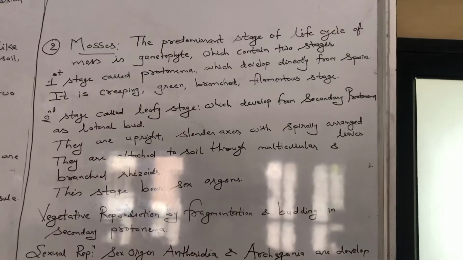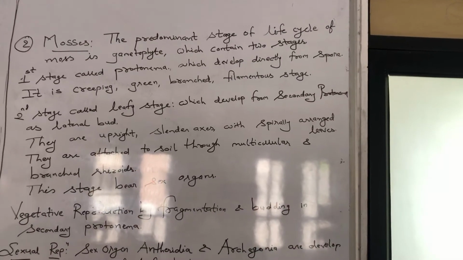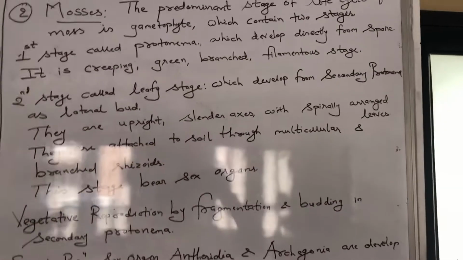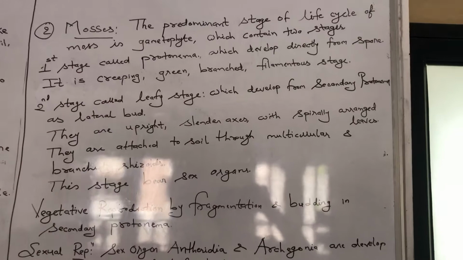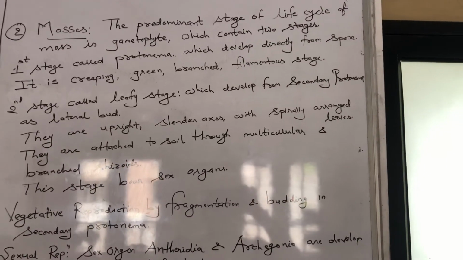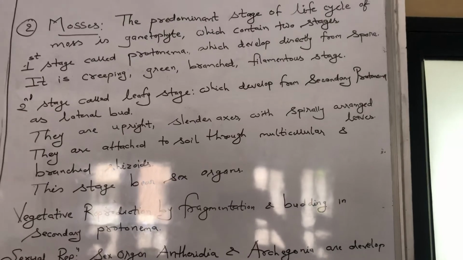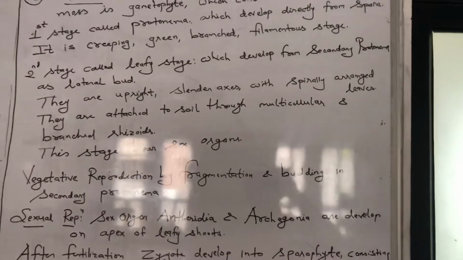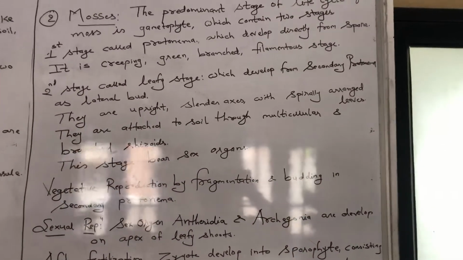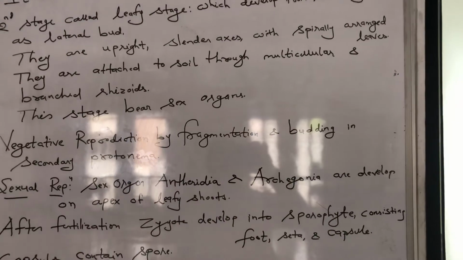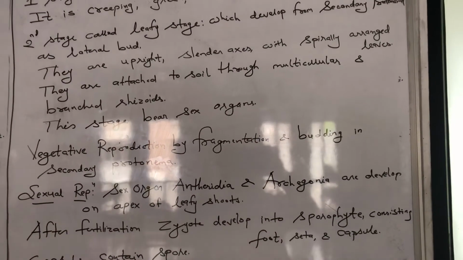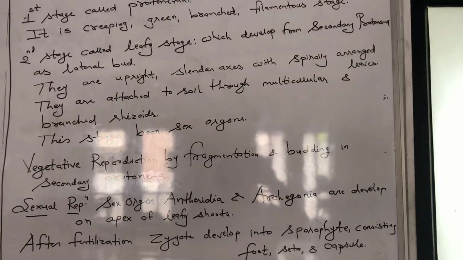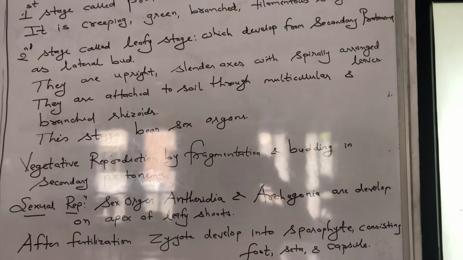The second stage is called the leafy stage, which develops from the secondary protonema as a lateral bud, right? They are an upright slender axis with spirally arranged leaves. How do they possess the body structure? The body structure is an upright, slender axis with spirally arranged leaves. They are attached to the soil through multicellular and branched rhizoids. As we saw earlier, they are joined to the substrate by unicellular or multicellular rhizoids. Same way here, they are attached to the soil by multicellular and branched rhizoids.